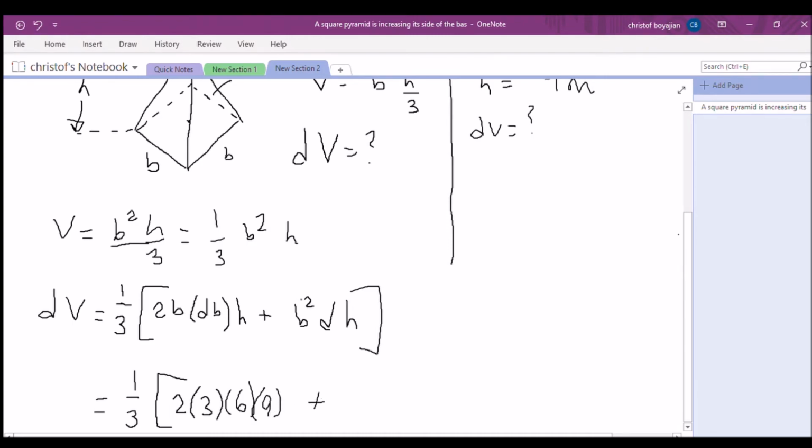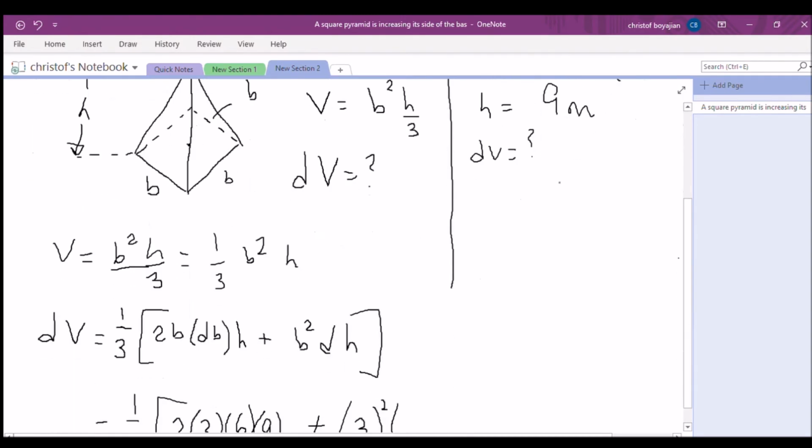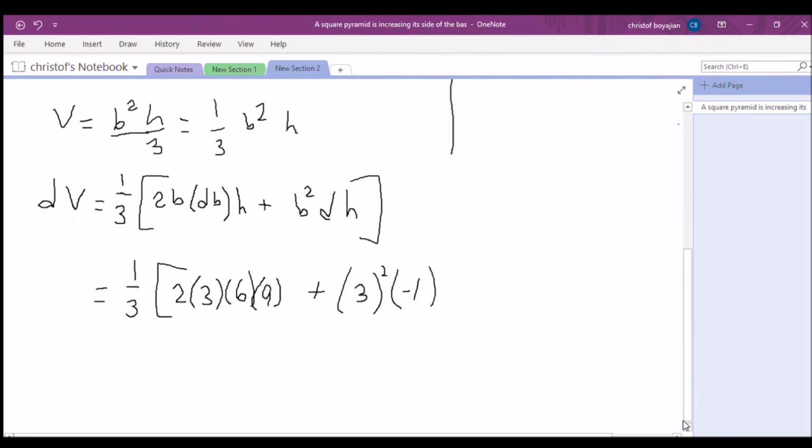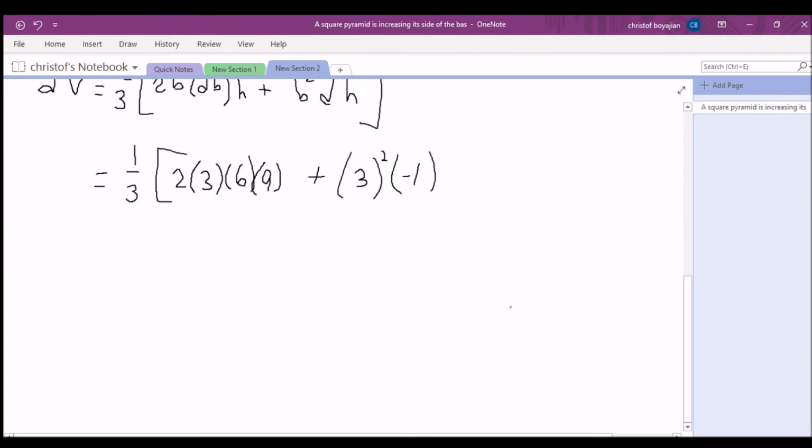plus, okay, now b squared. So what is our b? We said that is 3 meters. 3 meters, and we're squaring that, times dH, which is -1. So don't forget about the negative. All right. And then, of course, let's close the brackets here.